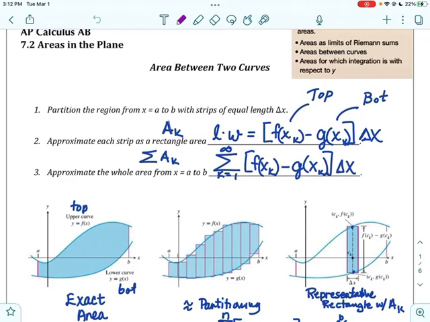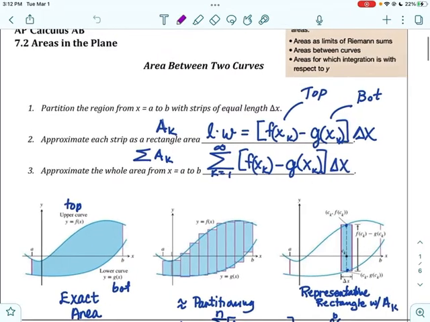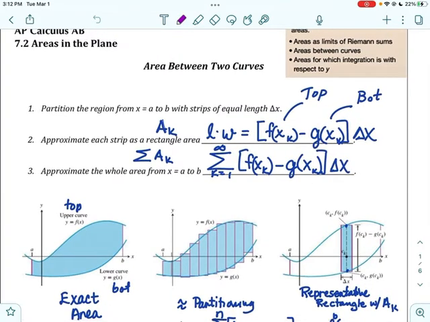In the last diagram, we have a representative strip, the rectangle with area a sub k. We often take one of these, like taking a rectangle out of this middle diagram and saying this is our representative rectangle. That will help you to formulate the area expression. In this case, a sub k is equal to what you see above here, and it's utilized in the summation.